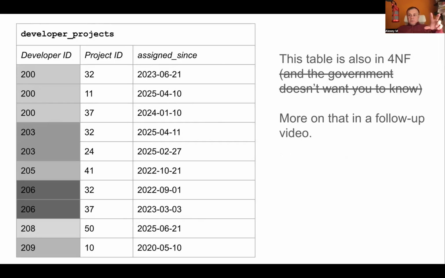But also, in one of the follow-up videos, we're going to talk about the fourth normal form. And I just want to say that this table is actually in fourth normal form. Contrary to a popular, I don't know, misconception about this, contrary to how this is often taught in various texts all over the internet.